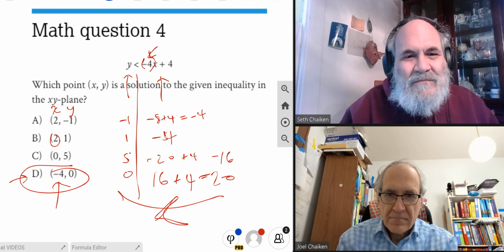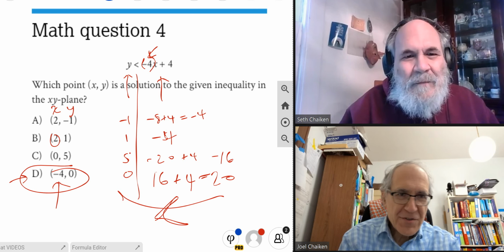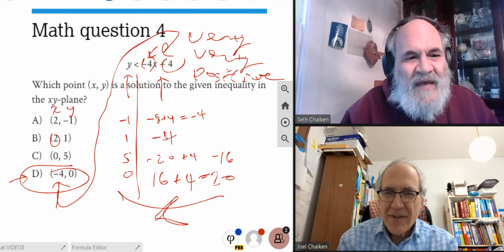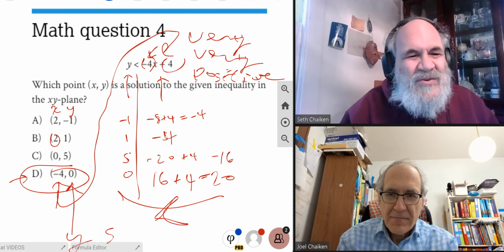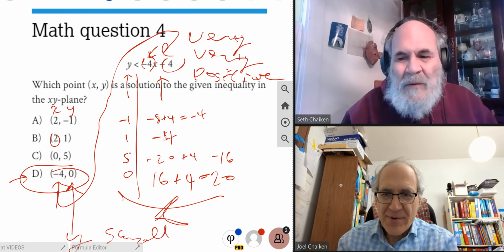Very, very positive, and the y value is 0, which is really small. Yeah, but almost nobody's going to approach it that way.